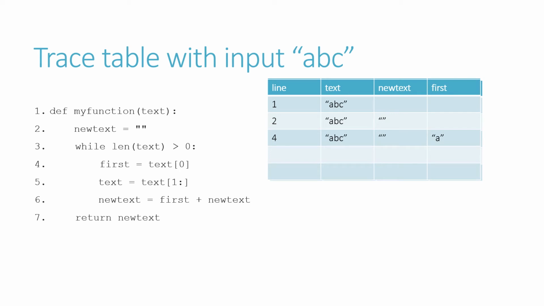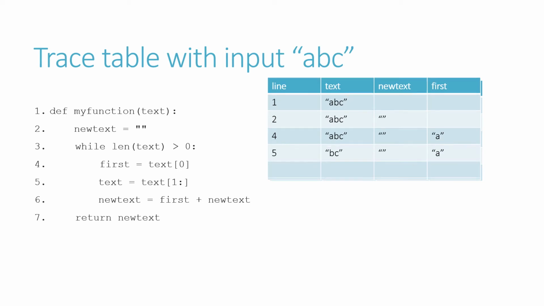At line 4, the local variable first is assigned a value. It's given the value of the first character in the variable text, which is the letter A. And now we've gone to line 5. Text is given a new value, all the content of the text variable starting at character 1. That's the second character. So it now has the value BC. That's overwritten the old value of that variable.